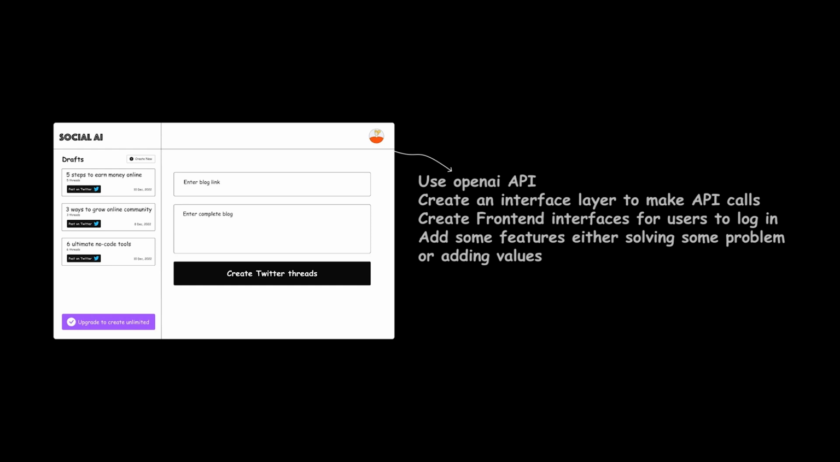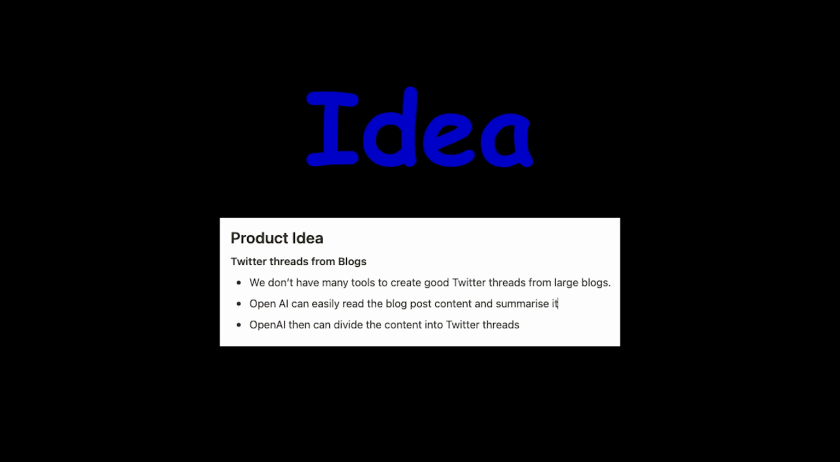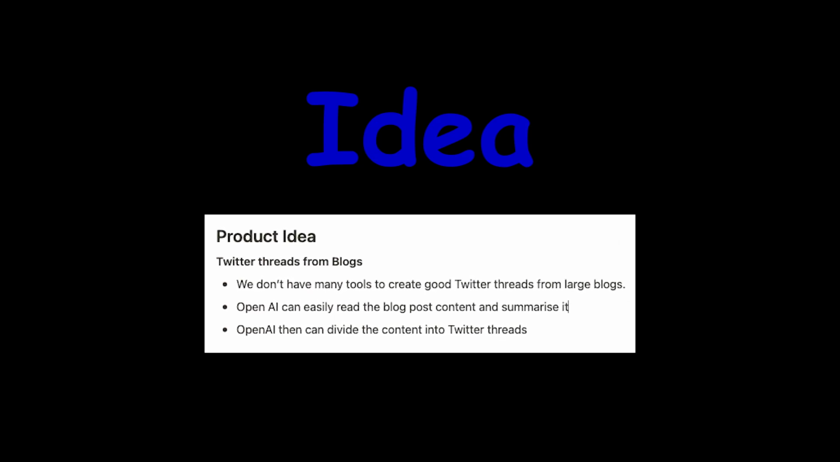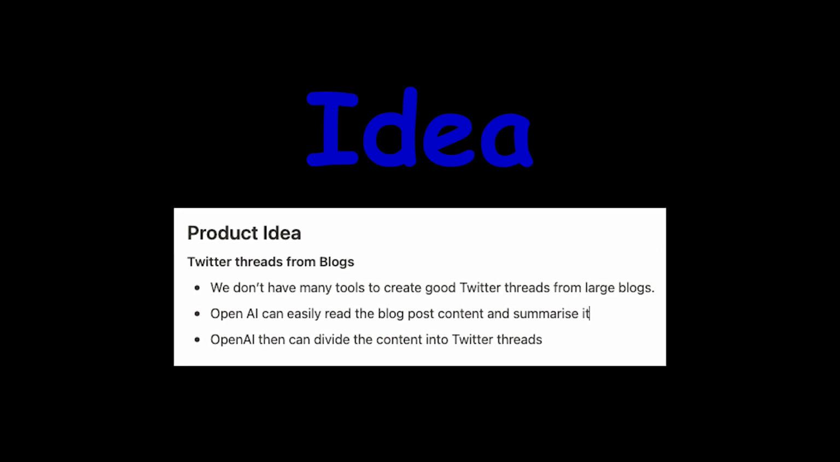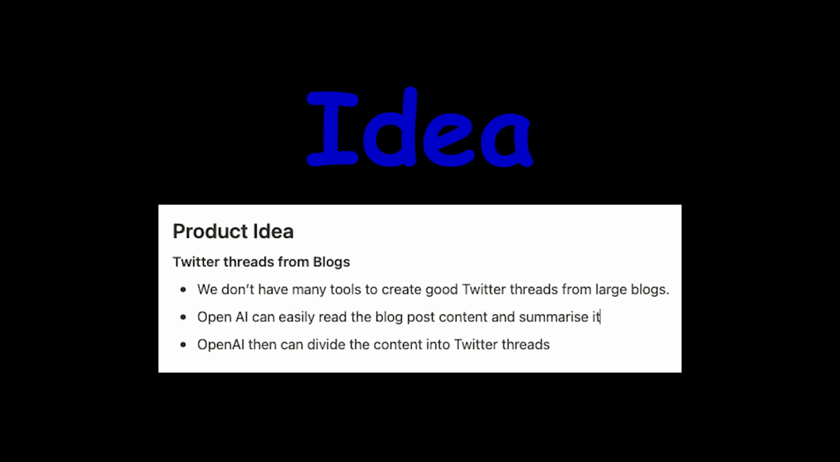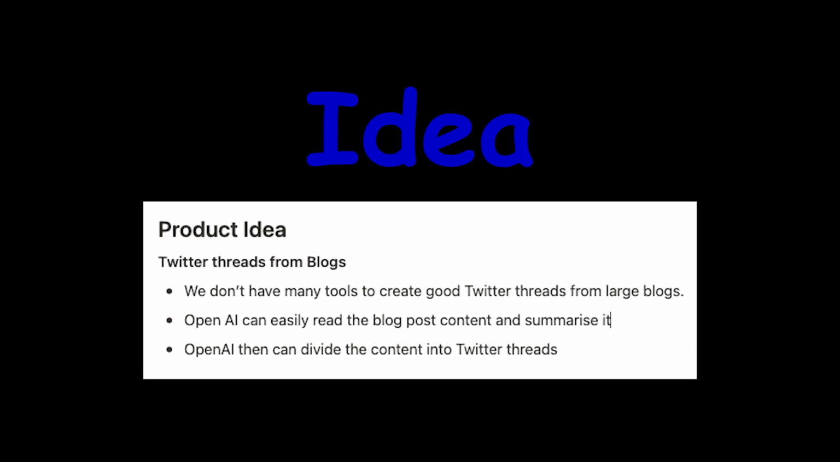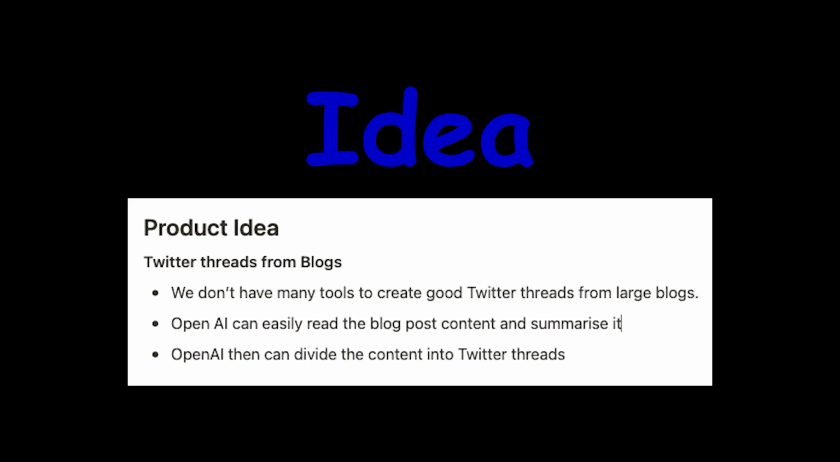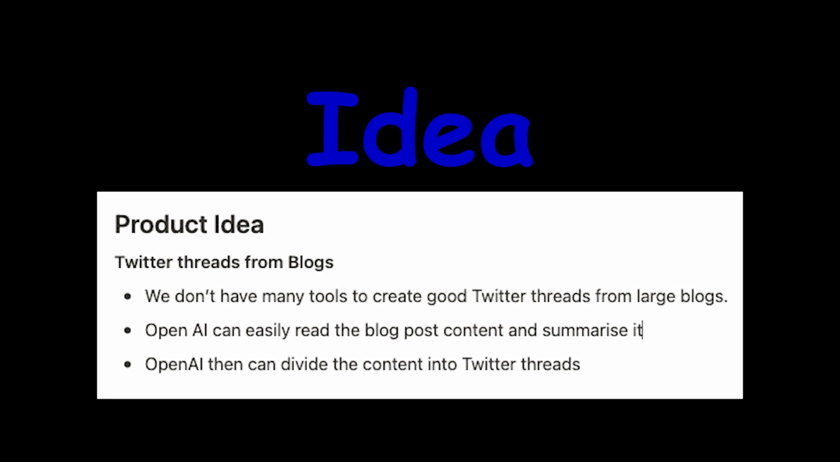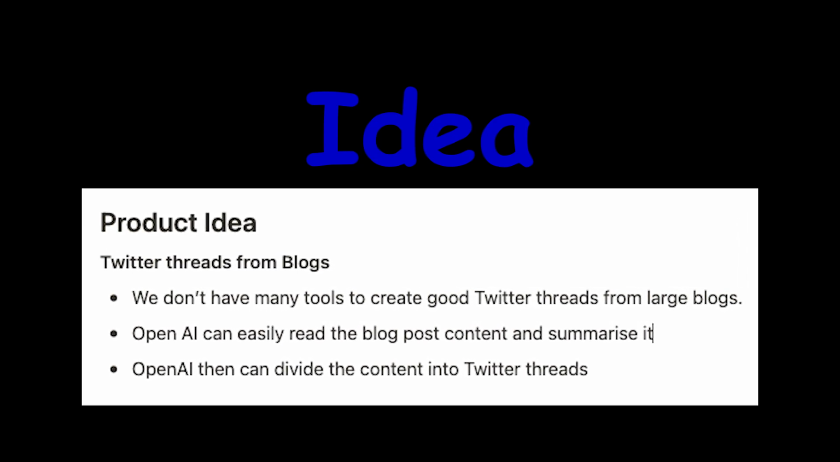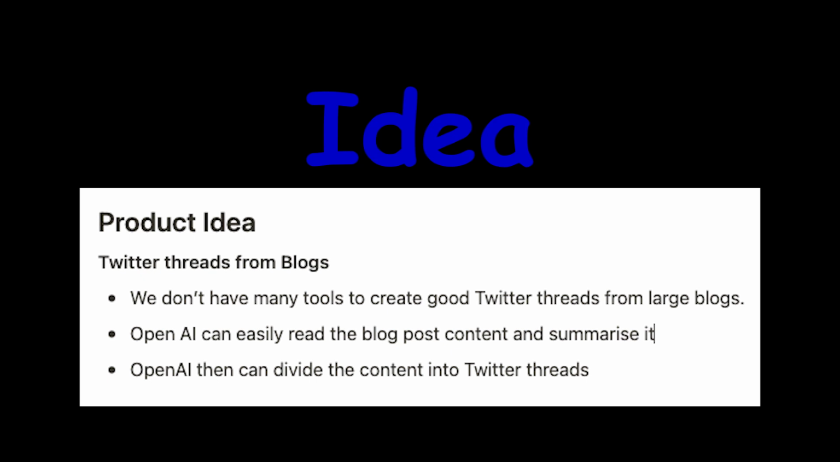This is the basic concept. In terms of idea, we have this idea called Twitter threads from blogs. This is an idea which basically helps users create threads from large blogs. We don't have too many tools, or even a single tool, in the world or on the internet that can create good Twitter threads from large blogs or articles. OpenAI can easily read the large blog post content and summarize it for us, and then we can divide the content smartly into Twitter threads and post it on Twitter as a thread. This is the whole idea.